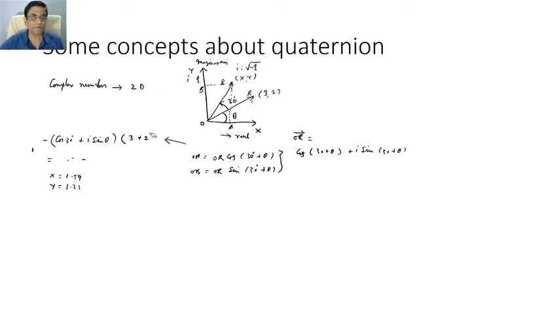Now Quaternion, what is Quaternion? Quaternion is actually an extension of this complex quantity in higher dimensional space. So let us try to understand what the complex number representation will be in 3D.